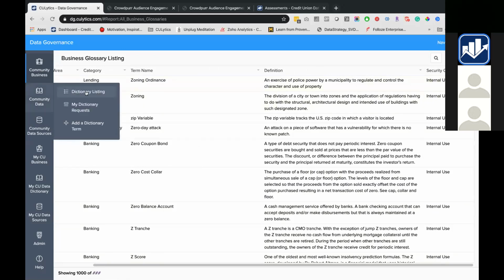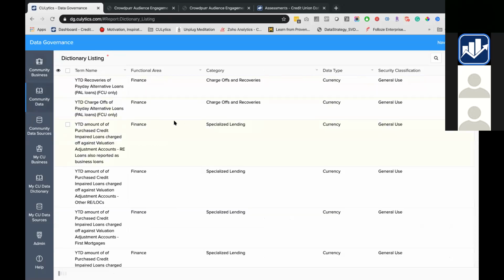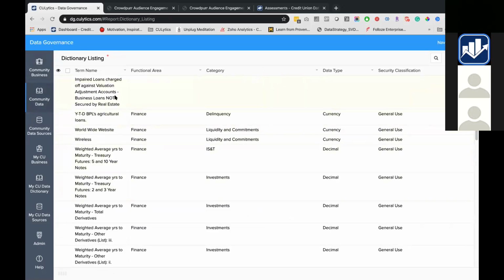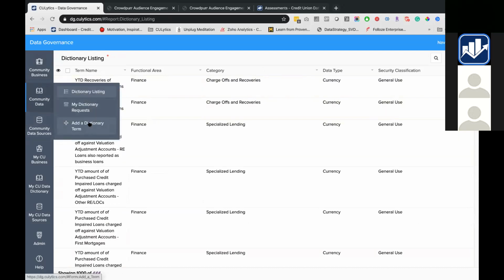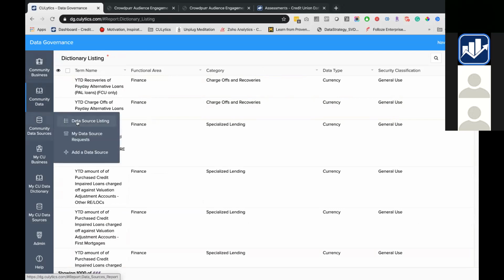Similarly, we have the dictionary listings, which is what are the different terms within the industry that are being used. And for each of those terms, what is the functional area, what is the category, what is the data type for that term. Again, you can recommend a new industry term for the dictionary. Then there are listings of data sources.